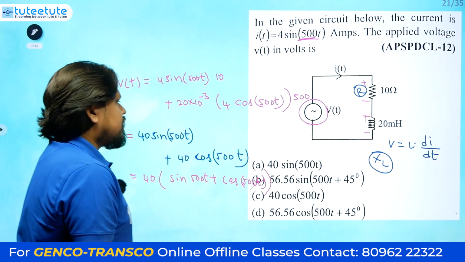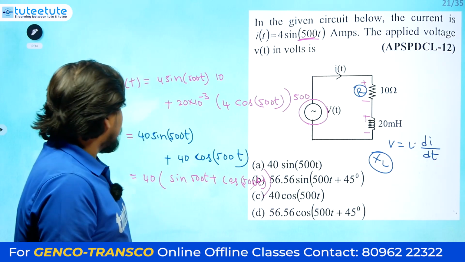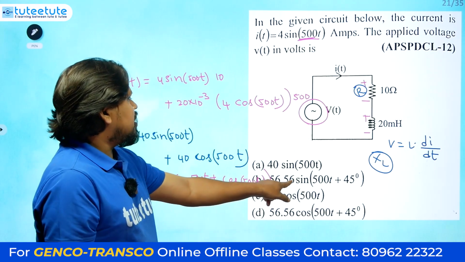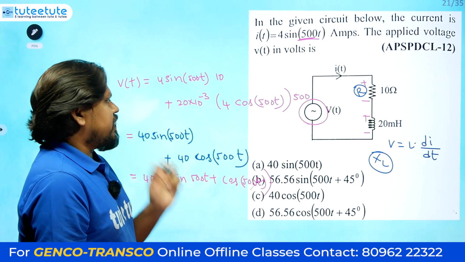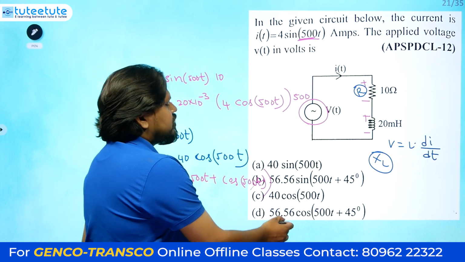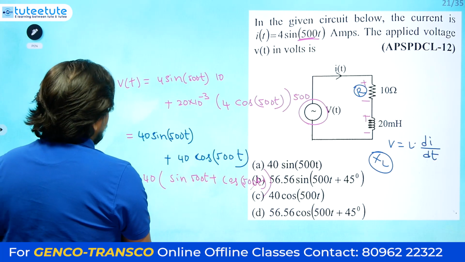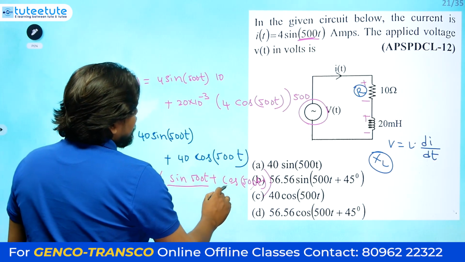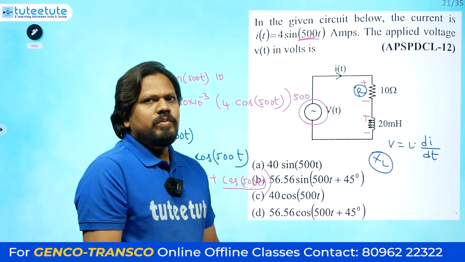So let's see the options we have. 40 sin 500t, this is not it. And 40 cos 500t, this is also not it. So it may be 56.56 sin 500t plus 45 degree, or 56.56 cos 500t plus 45 degree. So you need to simplify this even more to get a single term. It is sin a plus cos a, otherwise you can simplify using different methods.